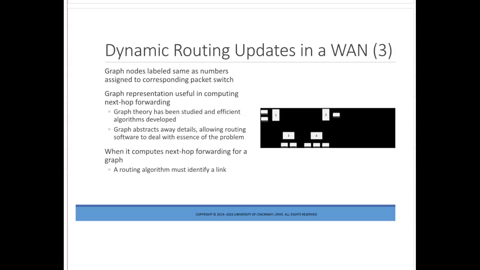Note that the nodes in the graph are given a label that is the same as the number assigned to the corresponding packet switch. A graph representation is useful in computing next hop forwarding because graph theory has been studied and efficient algorithms have been developed. A graph abstracts away details, allowing routing software to deal with the essence of the problem. A routing algorithm must identify a link when it computes next hop forwarding for a graph.